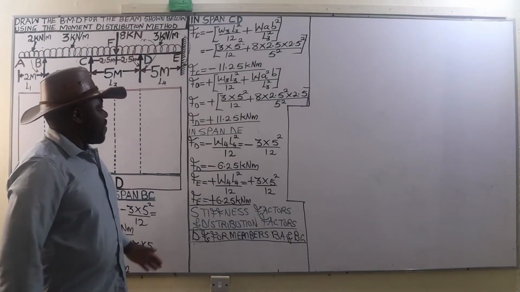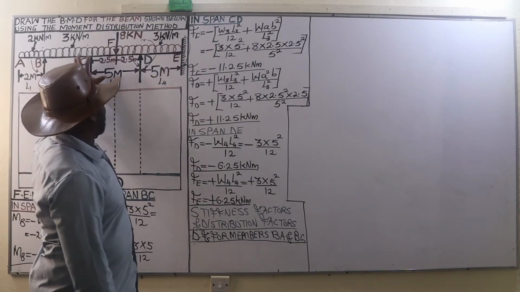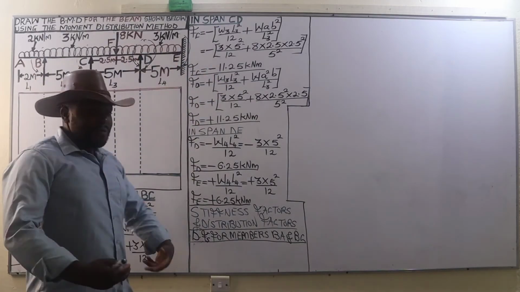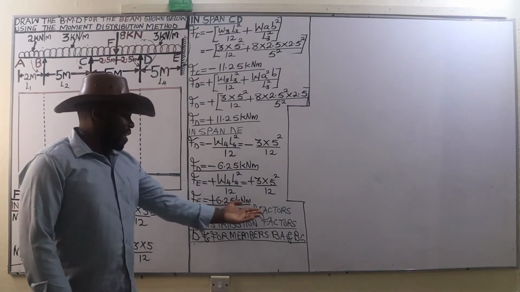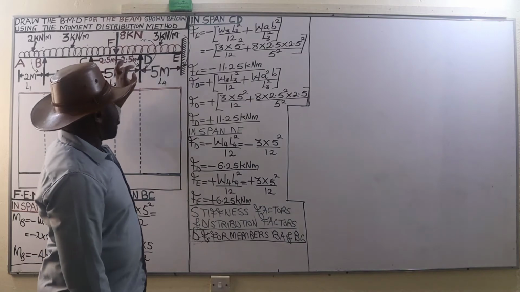Awesome! So we are done with all the spans, and we now have all the fixed end moments. Now, after we are done with the determination of all the fixed end moments for all the members of this beam, the next thing we are going to determine are the stiffness factors as well as the distribution factors for all the members on this beam.